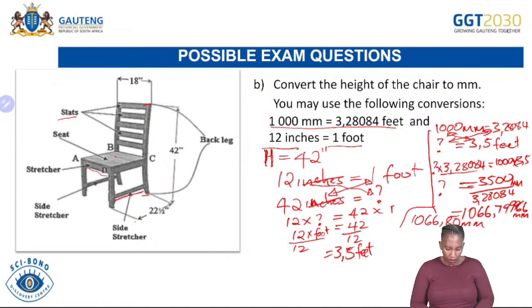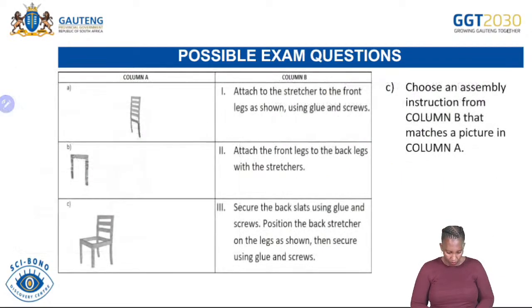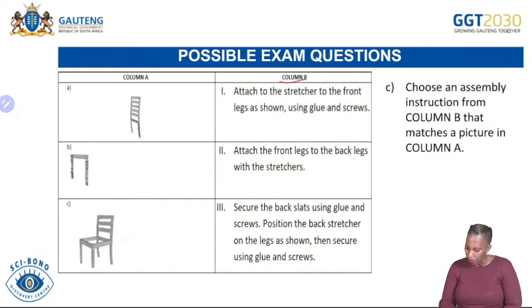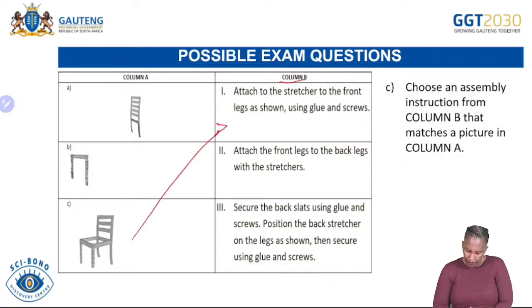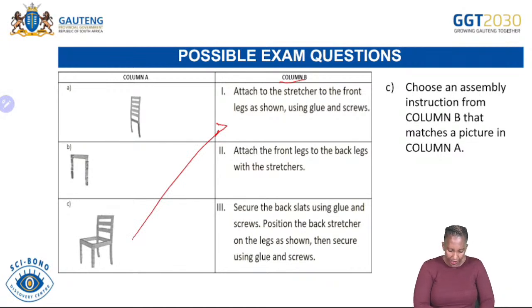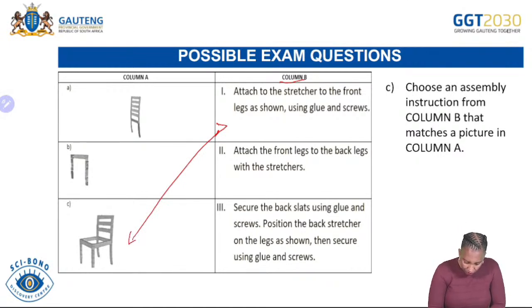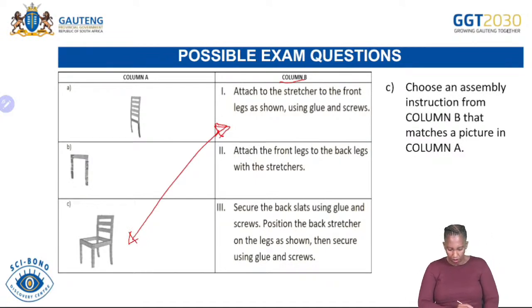Now, a question says we must put this together. As we are putting this together, we say, oh, okay, fine. Which one matches that column? Attach to the stretcher. Now, our stretcher is this one. Remember? That means I can simply say, do this. Attach the front leg, this one, it goes there to save time because we don't have time on our side anymore.